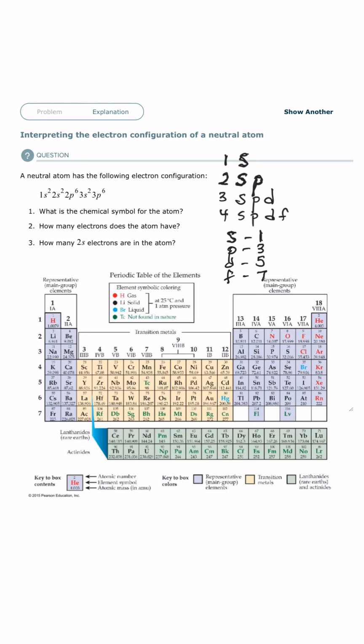Okay? Now, let me kind of show you where they are on the periodic table. In the S subshell, we have one room. Think of these as rooms. So I'm going to put this as orbitals.